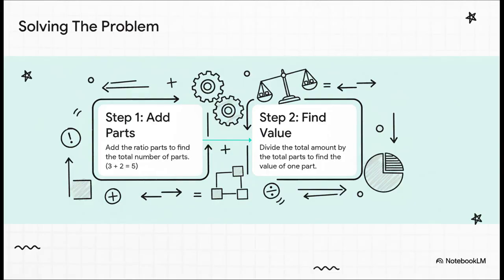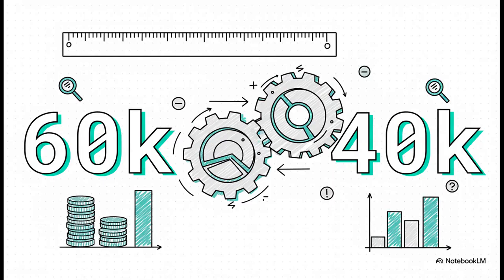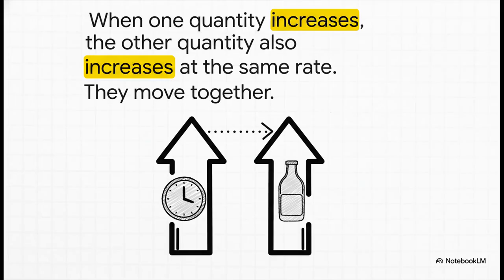Okay, so how do we get it right every single time? Here's the simple, foolproof method. The correct split is 60,000 for you and 40,000 for your sibling. Now that's a perfect 3-to-2 ratio. This whole idea is called direct proportion. When one thing goes up, the other goes up with it.